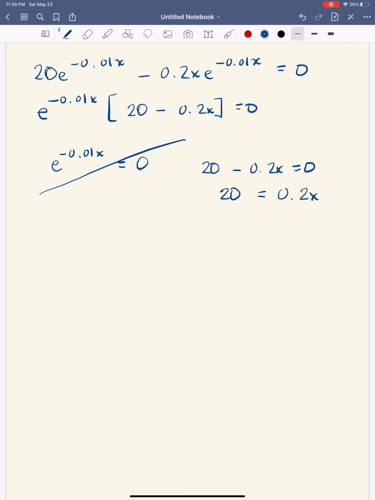So I'm going to add 0.2x to both sides, and I'm going to divide both sides by 0.2. And that gives us x equals 100. So at a quantity of 100, our profit is maximized. So I'm going to label that here. That's pretty important.